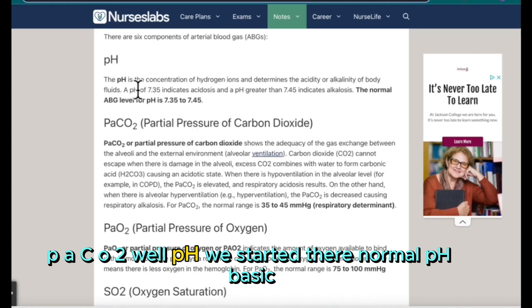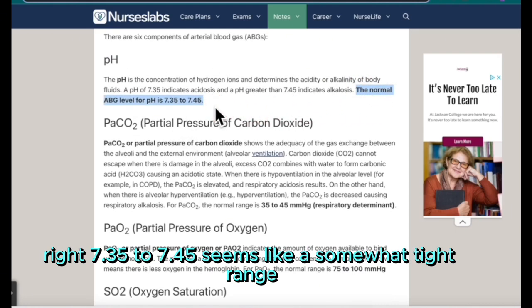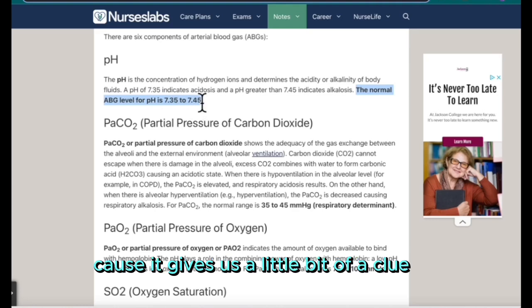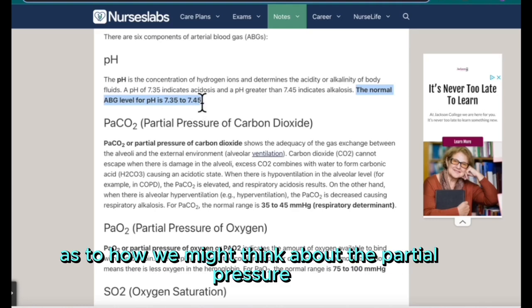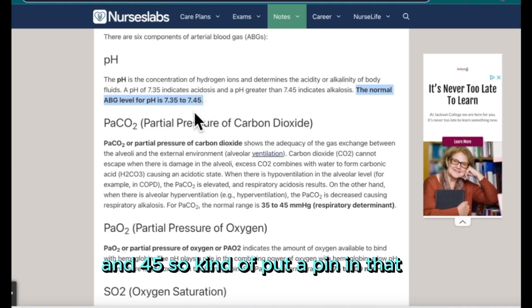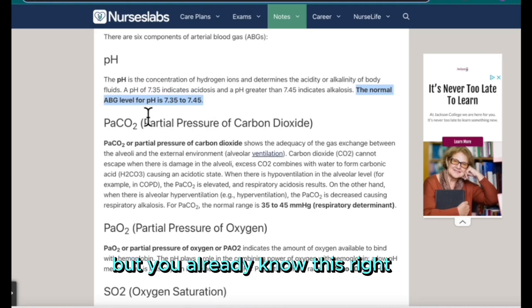Well, pH, we started there. Normal pH, basic, right? 7.35 to 7.45. Seems like a somewhat tight range, but it's good that it's 7.35 and 7.45 because it gives us a little bit of a clue as to how we might think about the partial pressure of carbon dioxide, with the 3.5 and 4.5. So put a pin in that, but you already know this, right?